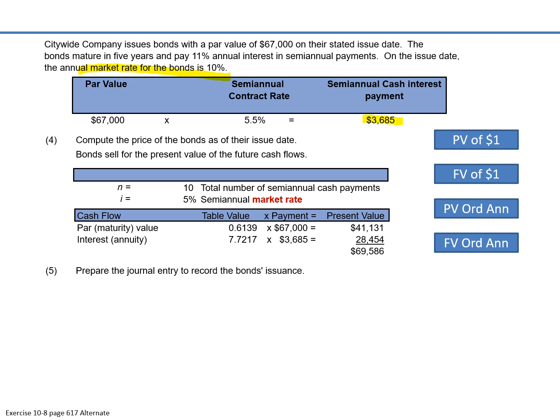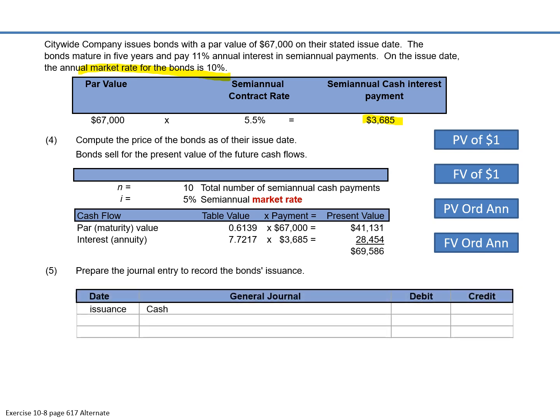So when we record the journal entry for the bond's issuance, we're going to receive cash equal to 69,586, the present value. The bond has a par value of 67,000, so we're going to have a premium equal to 2,586, the difference between the cash received, or the present value, and the par value. And then we issue our bonds payable with a credit of $67,000. Okay. All right, exercise 10.9.